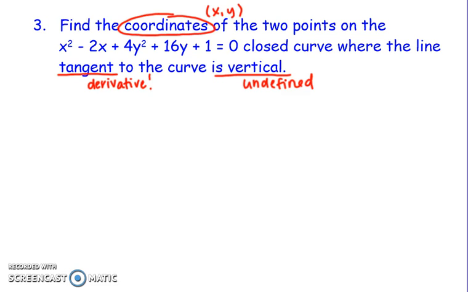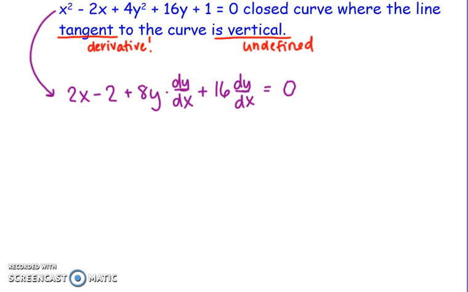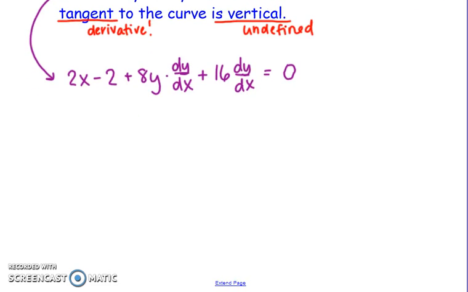All right, well, step 1 then is going to be to find the derivative of this curve with respect to x. So I'm going to go 2x minus 2 plus 8y dy/dx plus 16 dy/dx plus 0 equals 0. Hopefully that derivative is looking okay to you. If you have questions, maybe write down a little star next to it and see what you can ask tomorrow in class. But we're going to isolate the dy/dx.